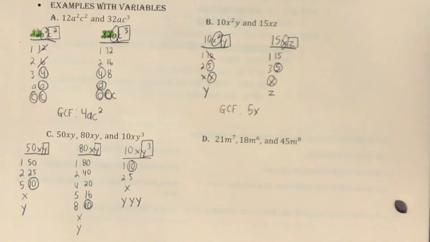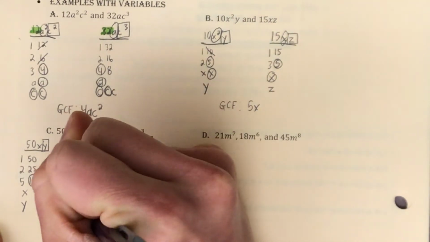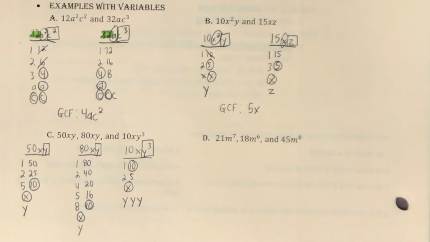So then we go on to the variables. I see that I have x's in all 3 lists, and I actually only have 1 in all 3 lists. So that makes it pretty easy to determine the greatest common factor. It's just 1. But remember again, it's whatever the smallest amount of that variable is that's in all the lists.